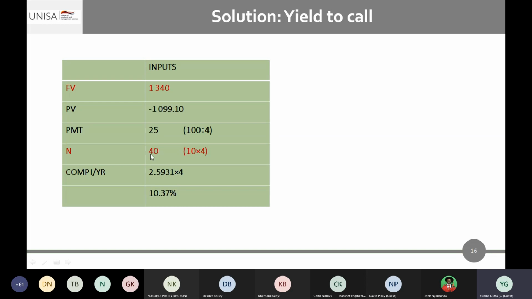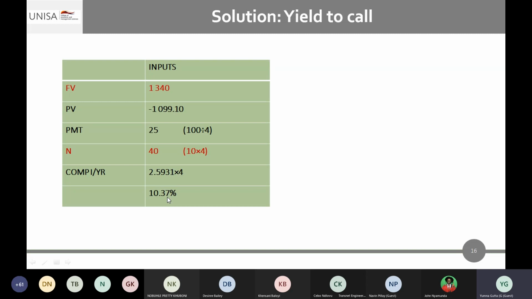Our period, it's callable in 10 years' time. So we say 10 times by 4. Okay? So we compute our interest rate. And you guys get 2.5931 times 4, 10.37. So well done. It looks like everyone is on the same page as me.